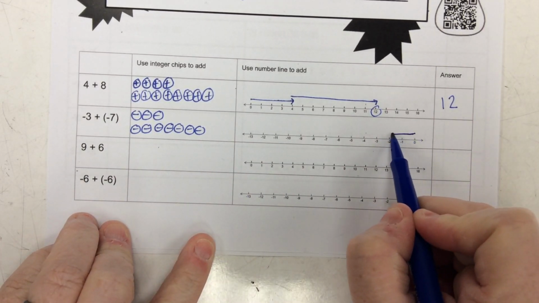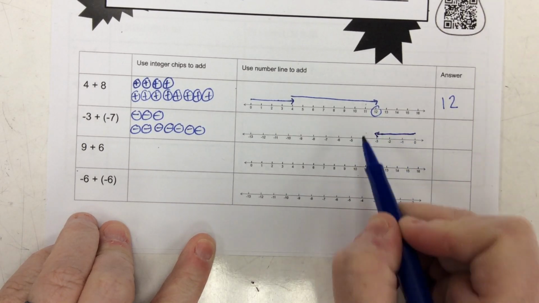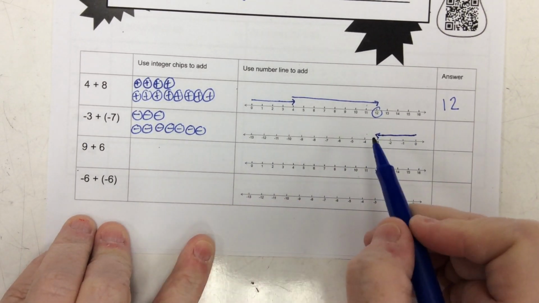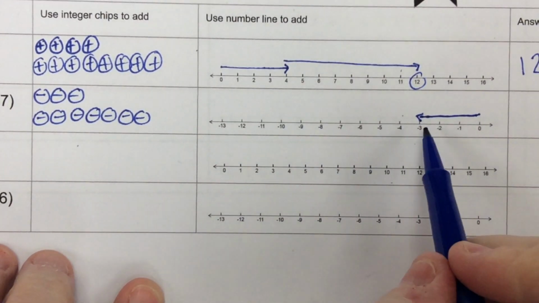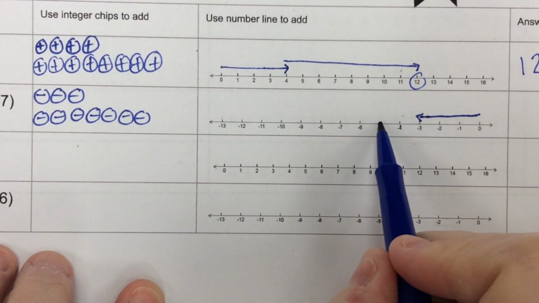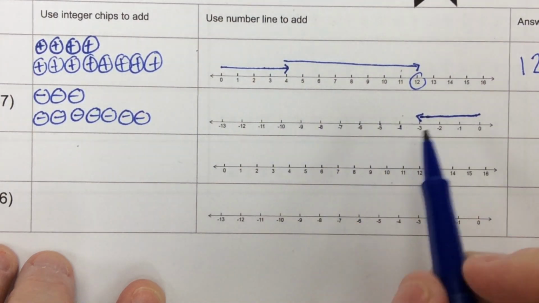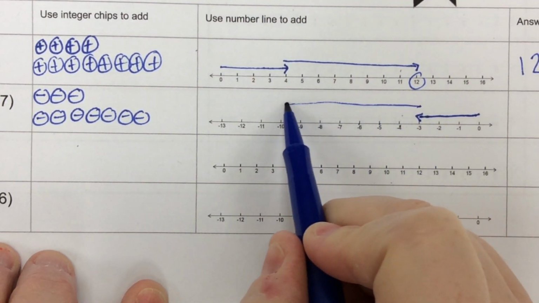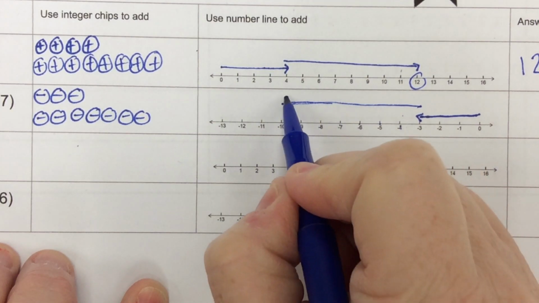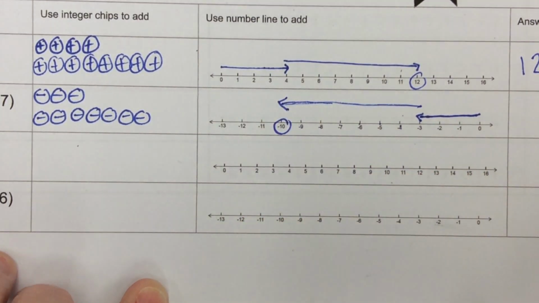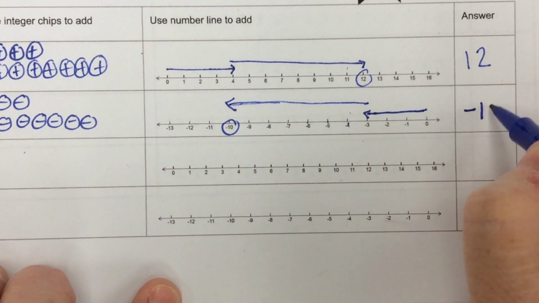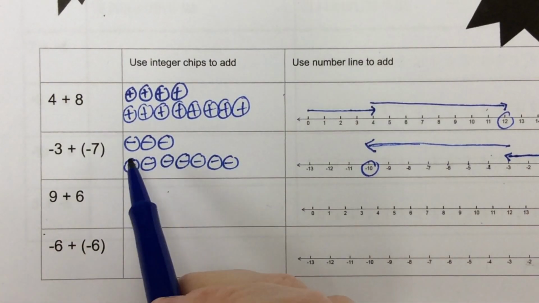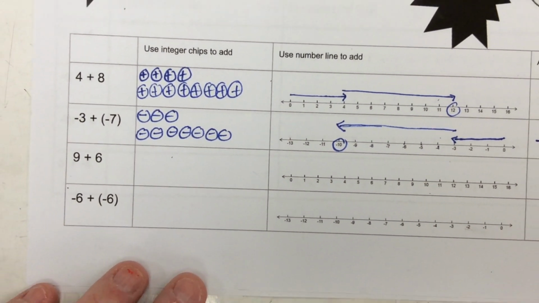So I start at 0 and I go 3 spaces to the left. And then I'm going to go 7 more spaces to the left. If I really wanted to count that, that looks like this. I start at 3 and I go 1, 2, 3, 4, 5, 6, 7. So it ended up right here at -10. I keep drawing my arrows. I see two separate arrows. My answer is -10. And if you look right here, I had 10 negative integers left.